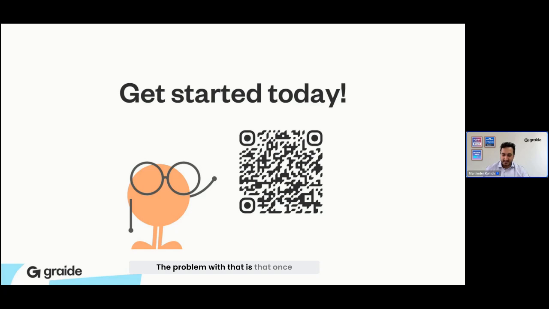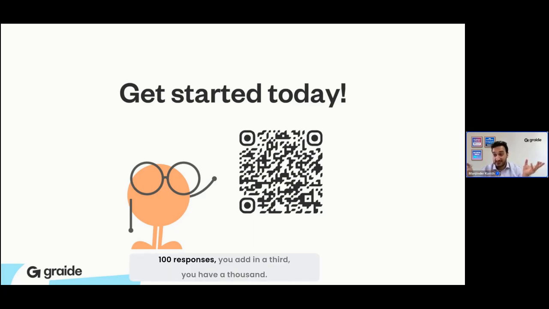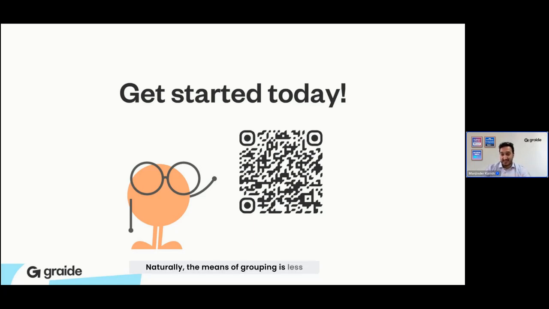The problem with that is that once the response gets even remotely long, the variation starts to get really high. A very simple way to think about this is, if your answer is 2 words and you had 10 options for each of those 2 words, you have 100 responses. You add in a third, you have 1,000, and that number grows exponentially by definition. Naturally, the means of grouping is less effective the longer the answers get. But like I said, I haven't done any A/B testing on both of our products on the same data set.